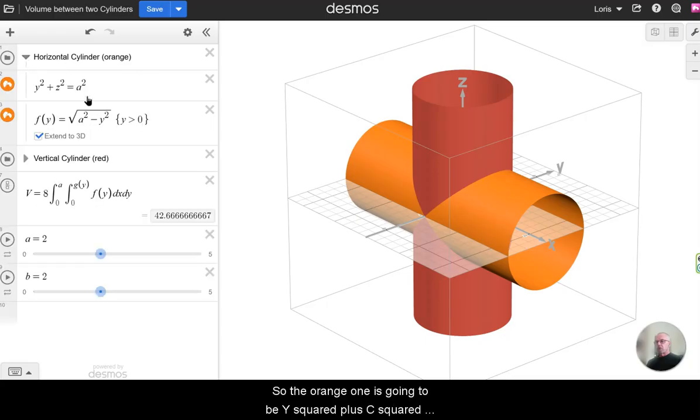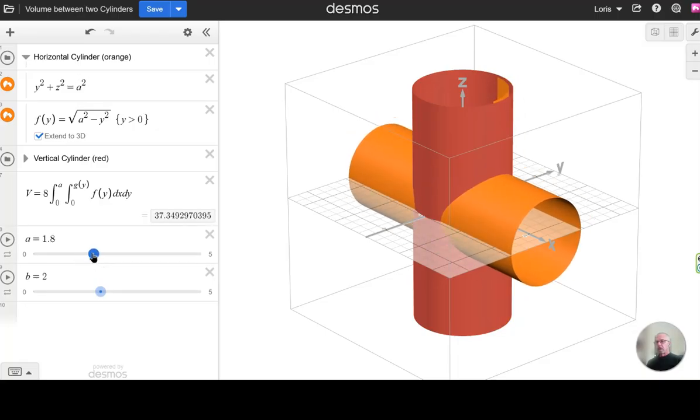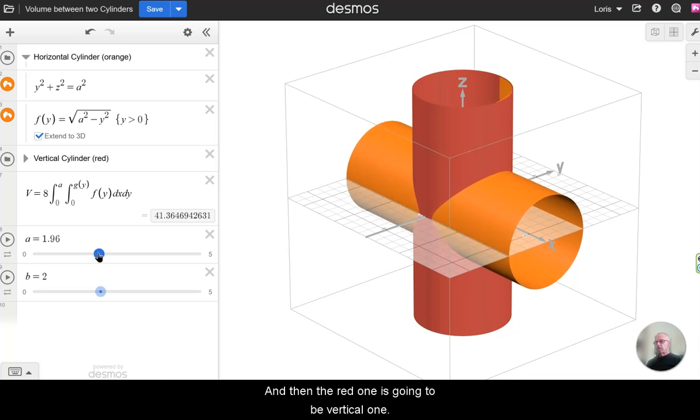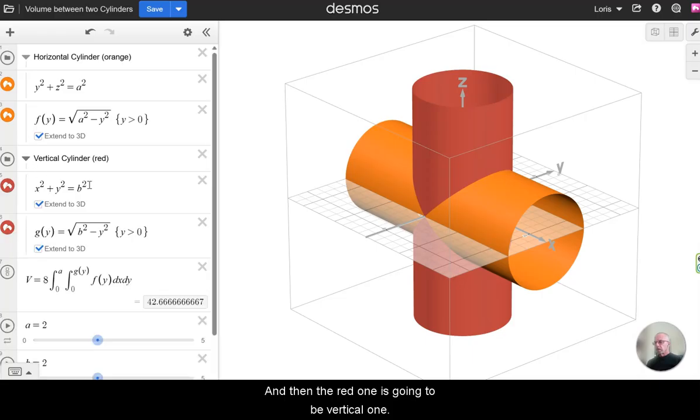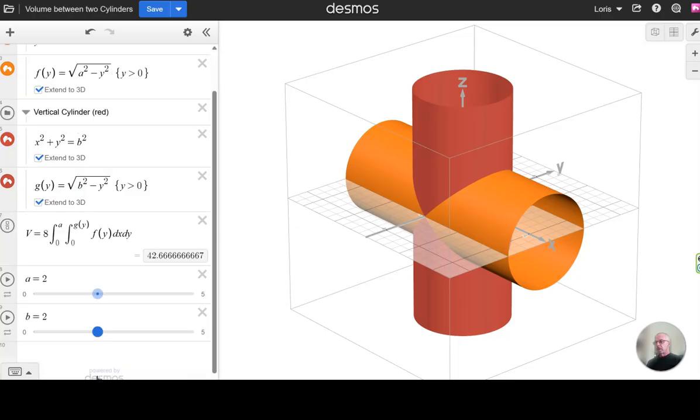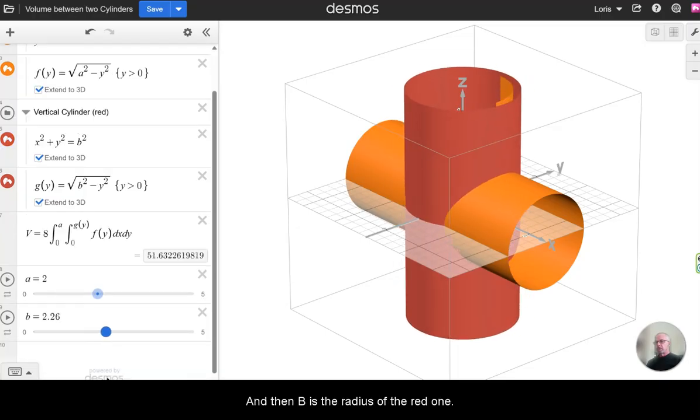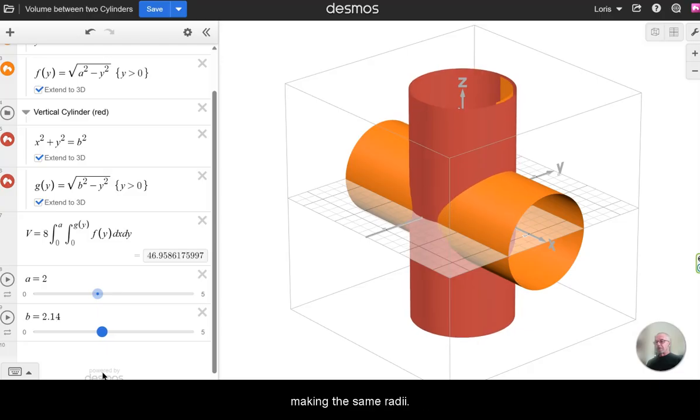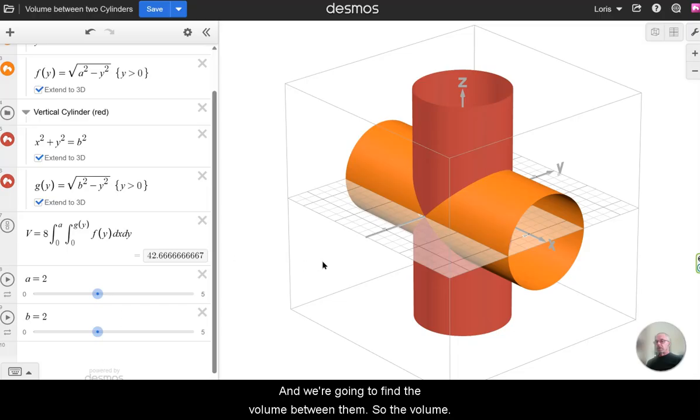So the orange one is going to be y squared plus z squared is a squared, where a is the radius. And then the red one, the vertical one here, is x squared plus y squared is b squared, where b is the radius of the red one. Okay, so what I'm going to do is make the same radii. It's a little easier that way. And we're going to find the volume between them.